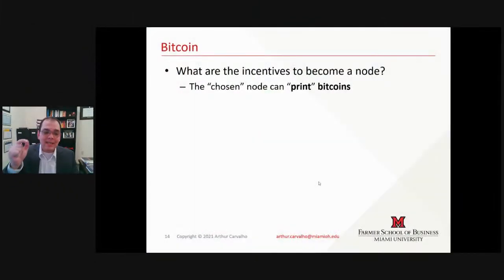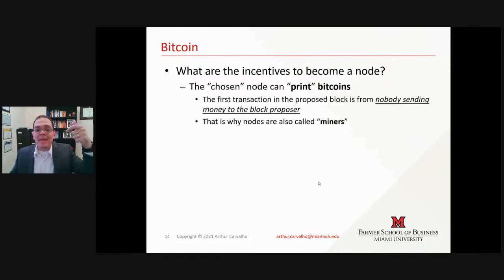Whoever is the winner, that computer can print Bitcoins out of thin air. And that's how money gets into the system. Remember, there is no treasury here printing money, but somehow money has to be printed. How is money printed? Whoever proposes a block can pay himself or herself some money. That person can add one transaction in the beginning of the block that says, nobody is sending money to me. And that's how money gets into the system. It's printed out of thin air, pretty much. And that's why nodes are also called miners, at least some nodes trying to make money by printing Bitcoins.